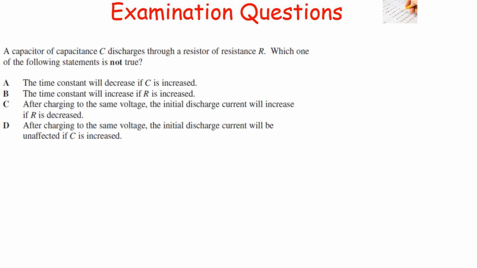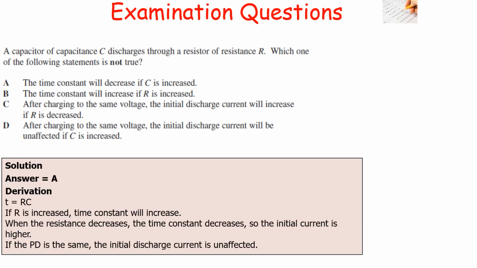Right, our answer here is going to be A, because you know that the time constant is equal to RC. So if R is increased, the time constant will increase. Now when the resistance decreases, the time constant decreases, the initial current will be higher, and again if the PD is the same, well then the initial discharge current is unaffected, so therefore our answer is going to be A.